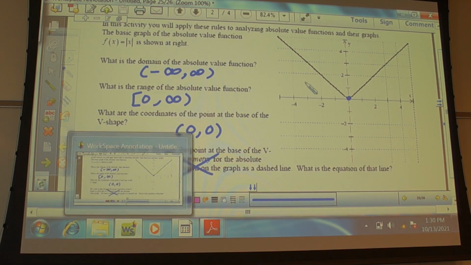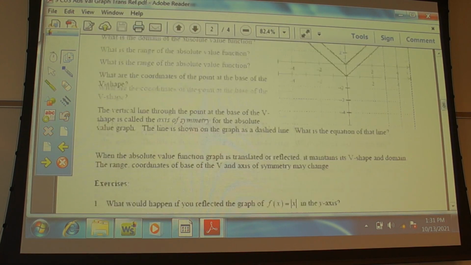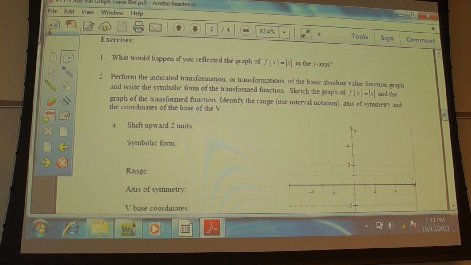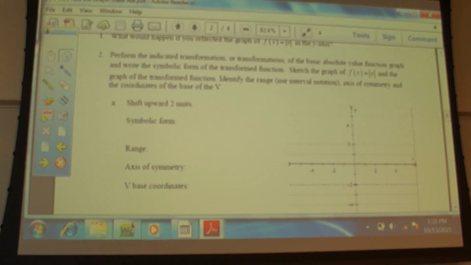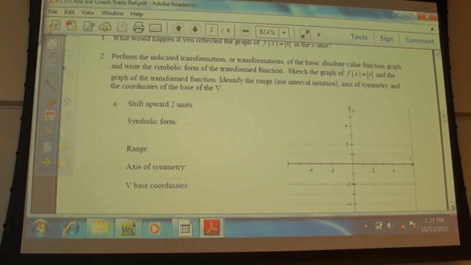Okay, everybody have this part down? This is our base case right here. Everybody have these parts written down? We're going to need them. We're going to be using them all packet long. Okay. Now, it's reflected in the y-axis. Oh, nothing happens. Don't worry about that. Skip that one. All right, number 2.